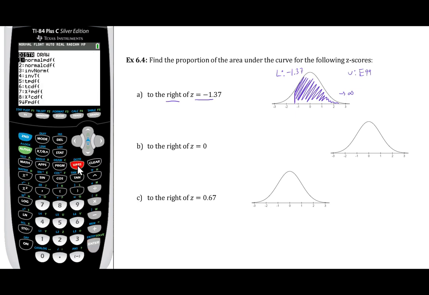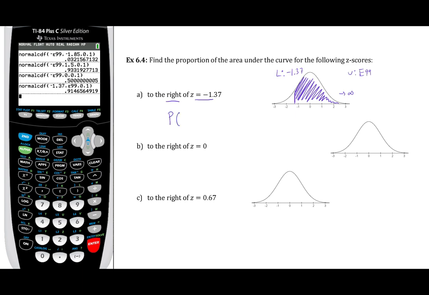Second vars, number 2. We're going to put negative 1.37 as our lower bound. We're going to put second, comma, 99 as our upper bound, mean of 0, standard deviation of 1. And this tells us that the probability that our z-score is greater than negative 1.37 is going to be equal to 0.9147.